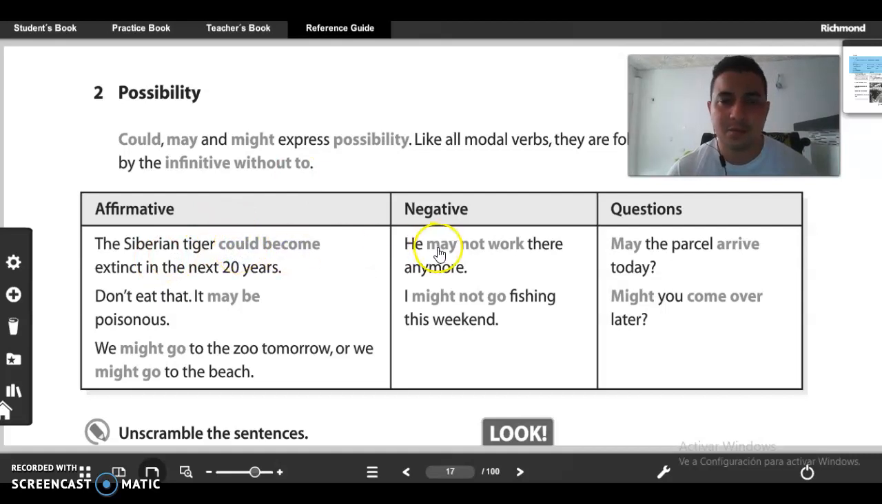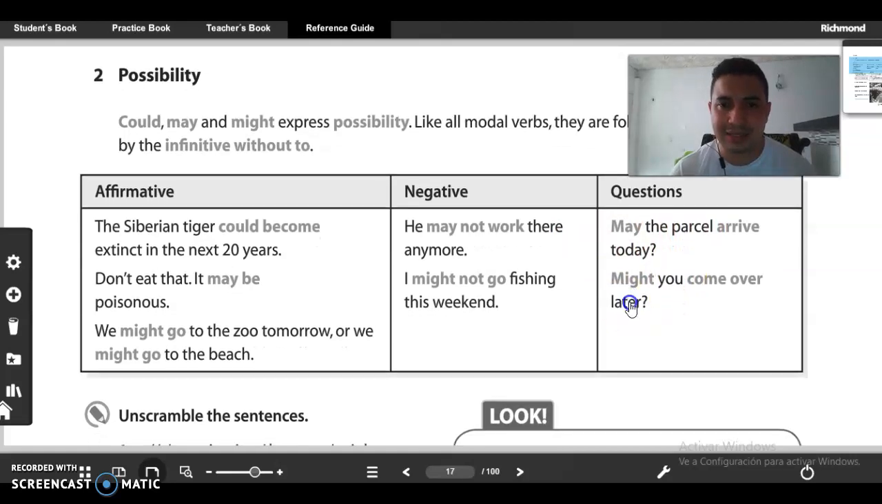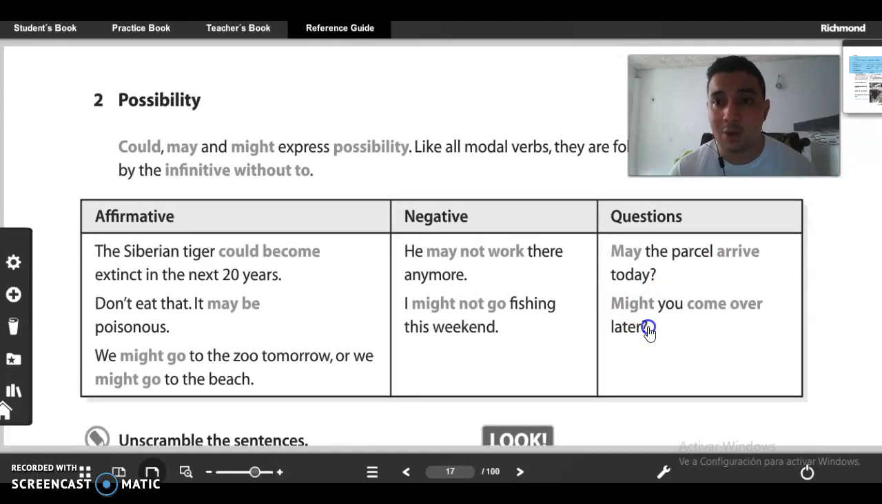In the negative form, we most of the time add not after the modal verb, and in questions we have to interchange the places of the modal verb and the subject. Just interchange, and at the end you add a question mark. That's the way we take into account to write questions.